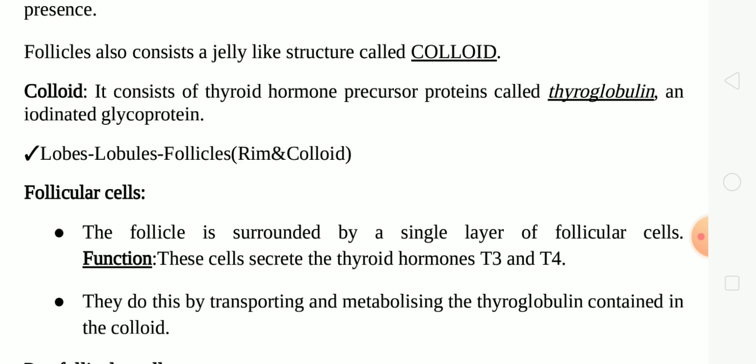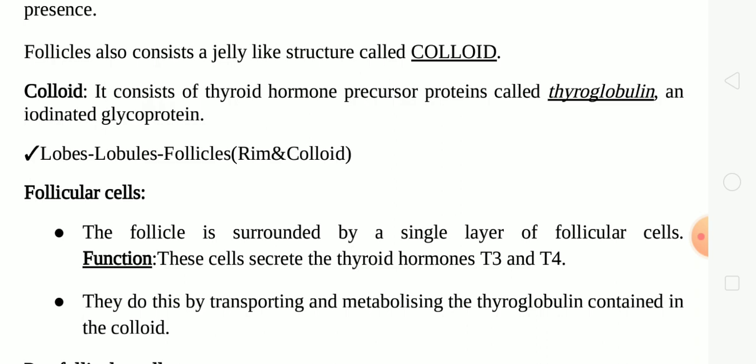And next you can clearly see here lobes are divided into lobules. Lobules are divided into follicles, and these follicles consist of rim and colloid, and the rim consists of rich blood supply, nerve and lymphatic presence, and colloid is a jelly like structure and it consists of thyroid hormone precursor proteins called as thyroglobulin, from which thyroid hormones are synthesized. This is about the structure of the thyroid gland.